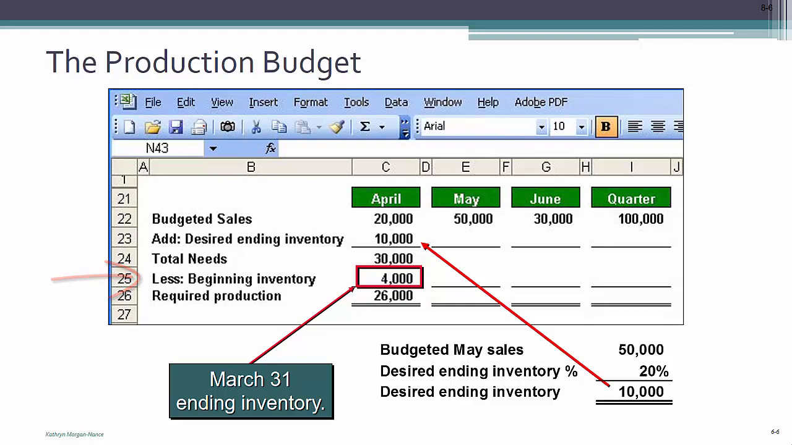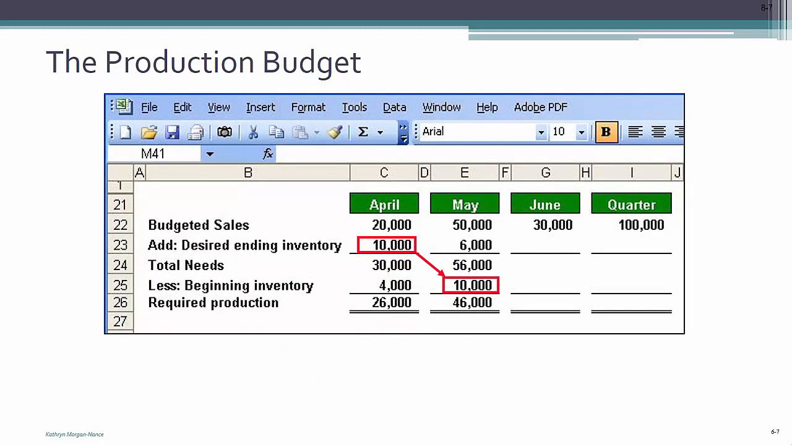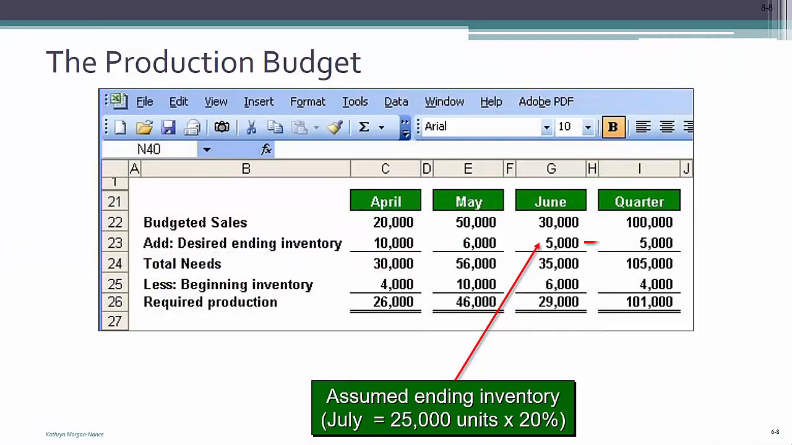We calculate the required production in units for April, that's 26,000 units, by starting with sales of 20,000 units, adding ending inventory needed of 10,000 units, and subtracting the beginning inventory of 4,000 units. We repeat the process for May, that's 46,000 units that we end up with, and notice April's desired ending inventory of 10,000 units becomes May's beginning inventory. Hopefully that makes sense.